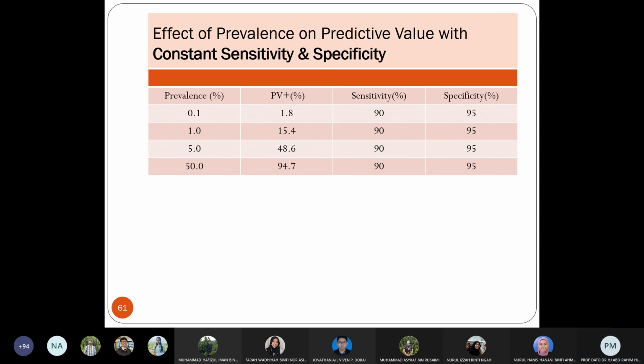So just to show that if the prevalence is higher, with the sensitivity and specificity maintained the same, then you can actually see the difference. So if it is a quite rare disease, the positive predictive value is actually very, very low. Whereas if it is a high prevalence, even 50% which is almost impossible, it means that the predictive value of your screening tools will become very, very good.